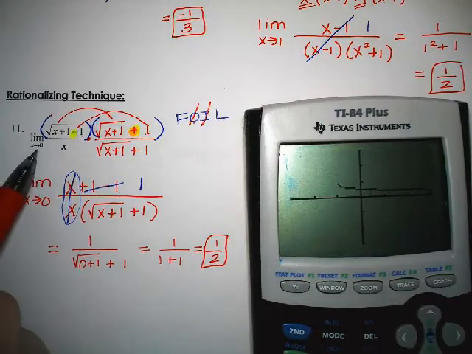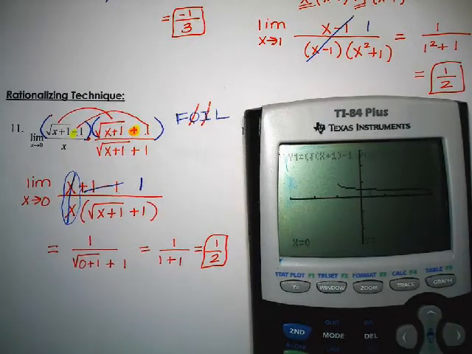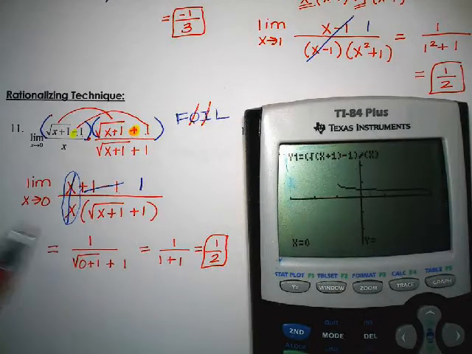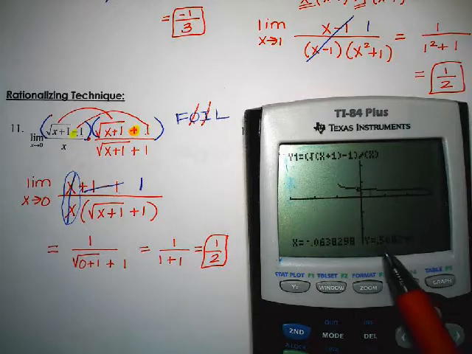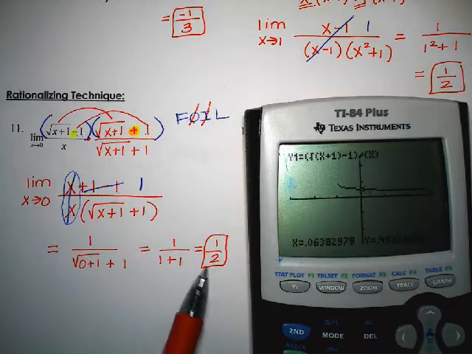If I tried to see when x is 0, what is y, I'm not going to get anything. I'm going to type in x is 0, and notice that the y is blank, and that's because there was a hole at 0. So I can't see it this way. I could use my trace and just scoot to the right and the left a little bit, and notice that that y value is pretty darn close to 0.5, which was my answer. I want to show you something else on the calculator.